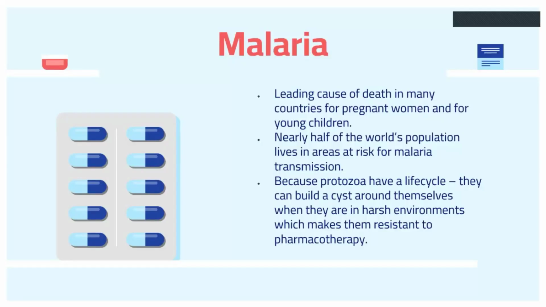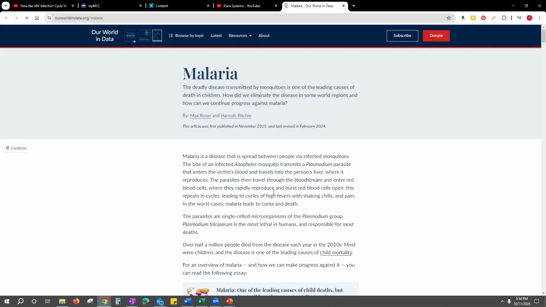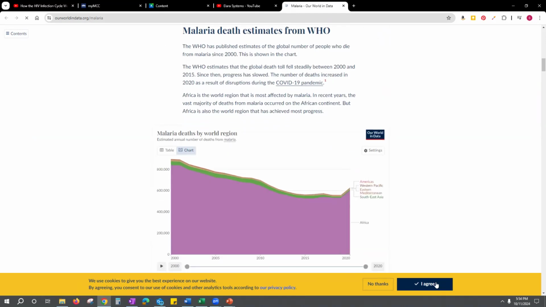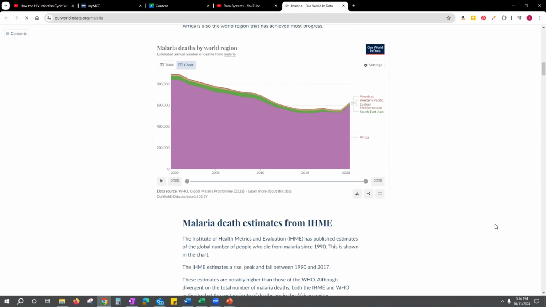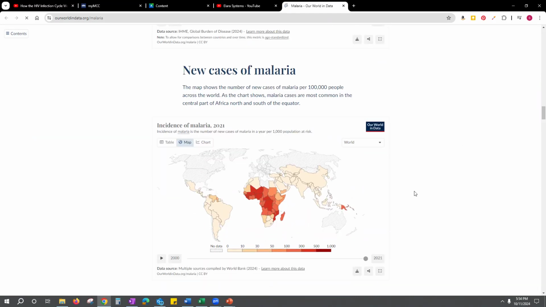All right, so now that you can see how it progresses throughout the body, we're going to take a look at how common it is. And so here, we can actually see the spread of malaria, hopefully, if this will work. And so this website, which is ourworldindata.org, gives you a great way to actually track the source. So this is the part that I was looking for so that you can actually see new cases of malaria and where those new cases are centered.